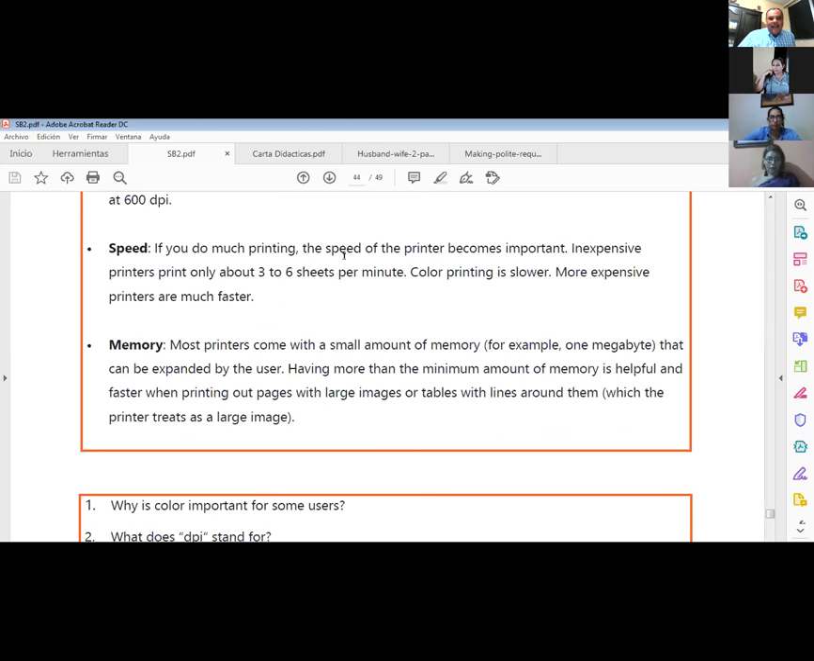If you do much printing, the speed of the printer becomes important. Inexpensive printers print only about 3 to 6 sheets per minute. Color printing is slower. More expensive printers are much faster. Questions?